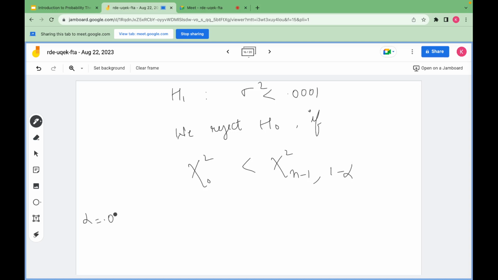Alpha is 0.05. So chi square n minus 1 comma 1 minus alpha, where n is given as 9, will be 8 comma 0.975. Am I right? No, it will be 0.995.